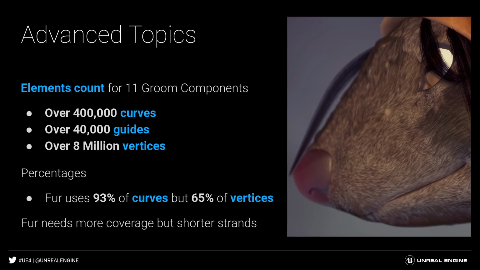But my takeaway from this character would be that the fur needs the vast majority of the curves budget. As you can see here, 93% of curves are dedicated to fur. But on the other hand, just 65% of vertices of those 8 million are dedicated to fur. So we can infer from that the fur needs to be able to cover the skin, and that means a high amount of curves. But the hair, the long strands, are going to have a higher ratio of vertices to have a more realistic simulation and rendering.